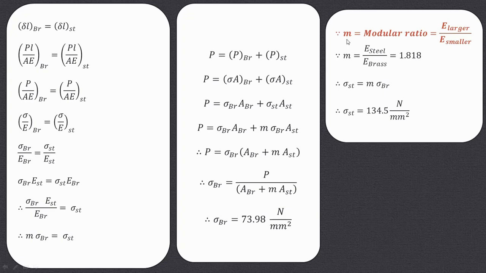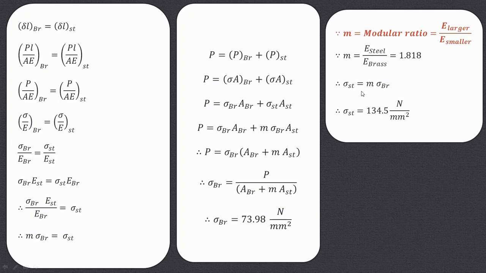So you can see the value of M we have already calculated, that is the modular ratio, larger value of E divided by smaller value of E. So if you substitute the value of E steel divided by E brass, that value comes out to be 1.818. So you can substitute that value over here. Value of P is known, ABR is calculated, and AST is also calculated. So we'll get the value of sigma brass as 73.98 Newton per mm square.